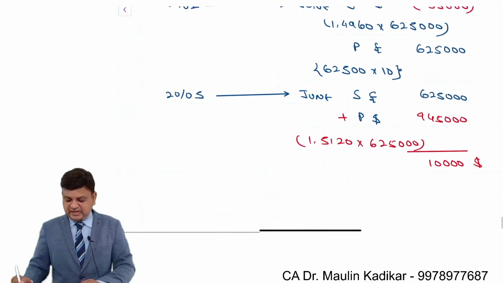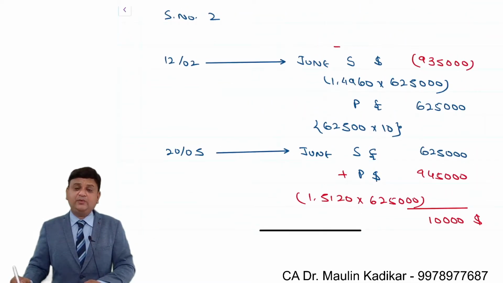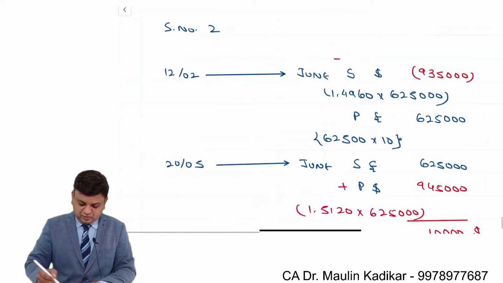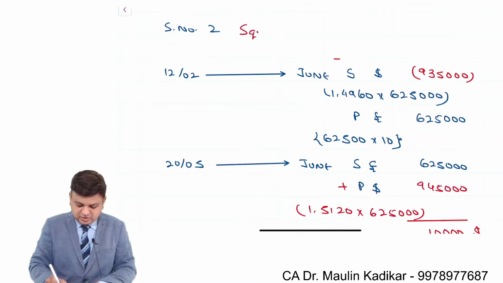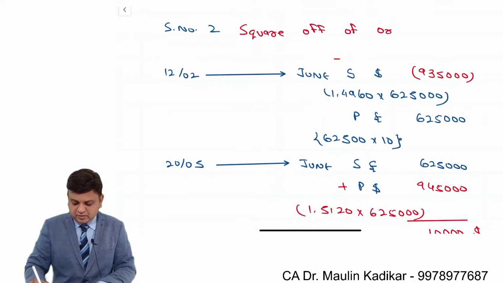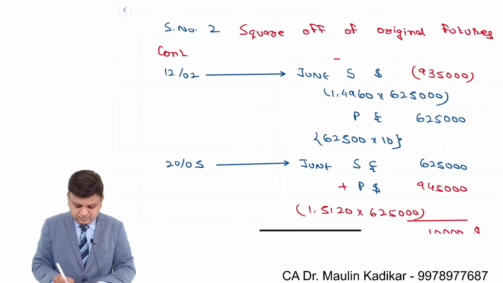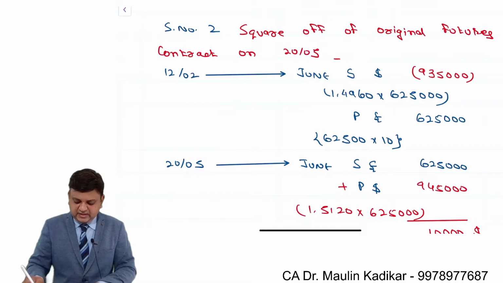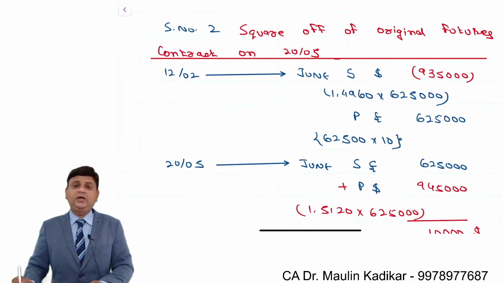And importantly, we understand, so this profit of $10,000 will be received by you on 20th of May itself. So in step number 2, we will have the answer like this: square off of original futures contract on 20th of May. And when I say you are going to square off, it means that you are going to enter into the reverse of the original futures contract.